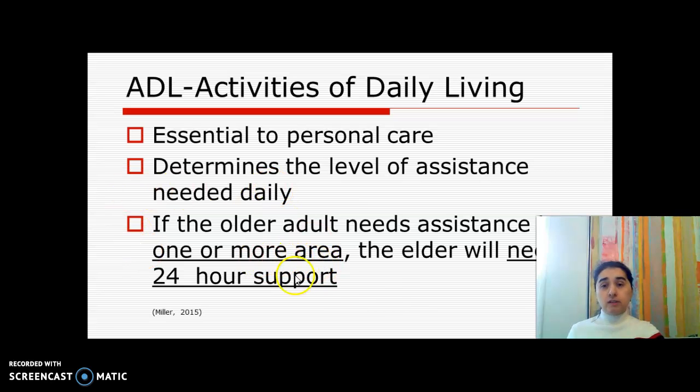Activities of daily living are essential to determine what level of assistance for personal care is necessary. Deficiency in one or more areas of activities of daily living requires 24-hour support. Keep in mind, this is not 24-hour nursing care. It's a 24/7 caregiver. A person who is unable to feed himself and to take a shower without assistance needs 24-hour support, but it's not necessarily nursing care.